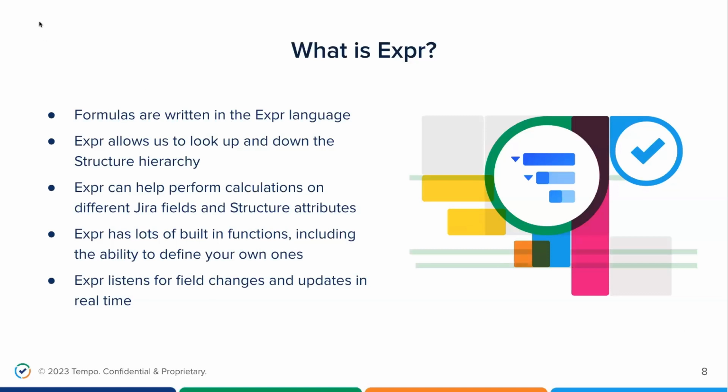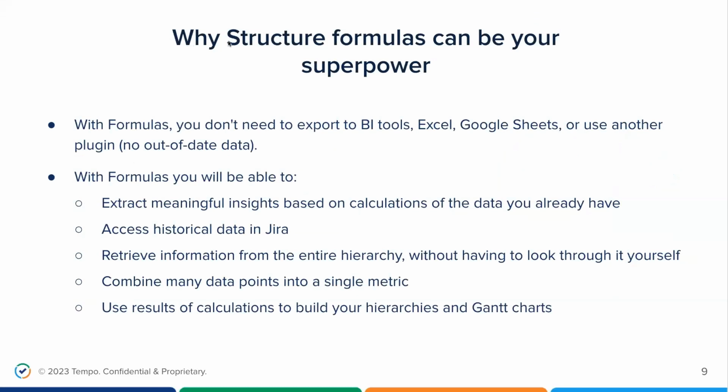Can we go to the next slide, please? So why is a formula so powerful? Why do you need that? A formula allows you to perform calculations. The other way to do these things is to export the data from Structure, from Jira, into Google Sheets, BI, or Excel, and perform the calculations there. But that also means that as soon as you grab the data out of Jira, it becomes out of date. And there is no way to automatically synchronize the data that you exported with the information in your Jira.